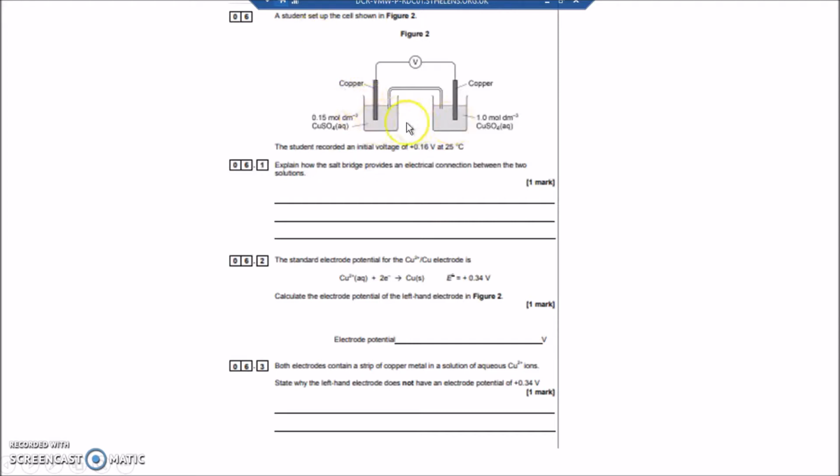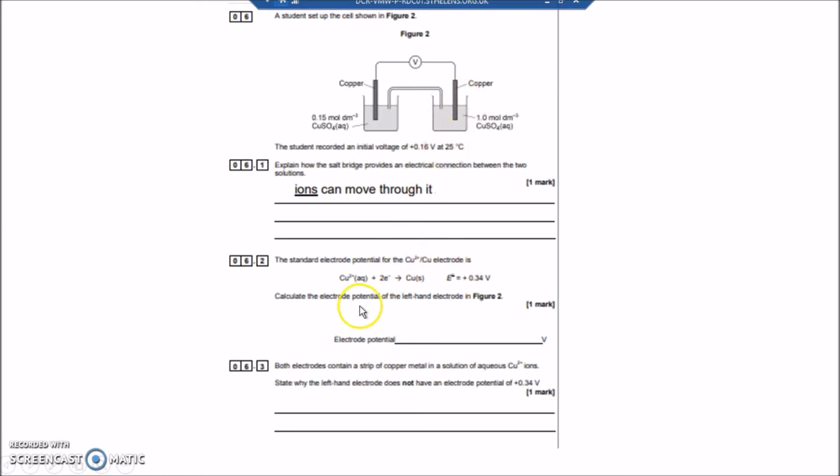Question 6, we've got 2 cells with copper sulfate and copper in there of different concentrations. The initial voltage was 0.16. Explain how the salt bridge provides an electrical connection between the 2 solutions. It allows ions to move between the 2 cells. The standard electrode potential for Cu2 plus Cu electrode is 0.34 volts.